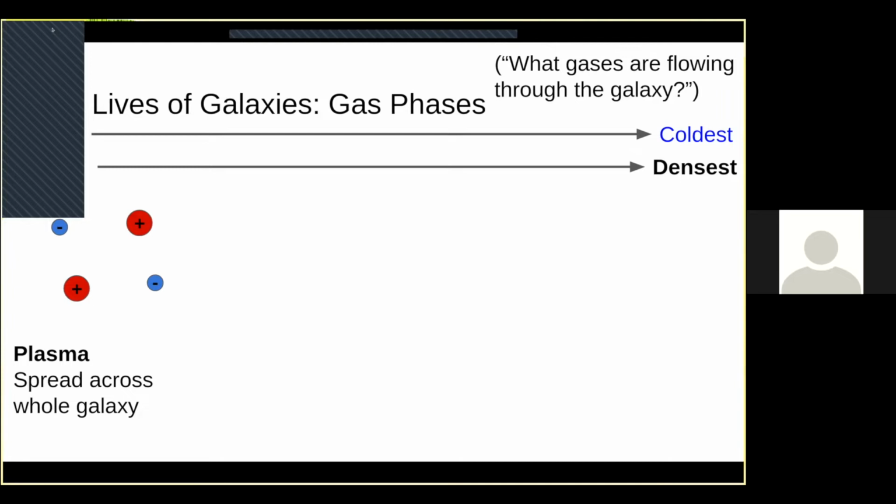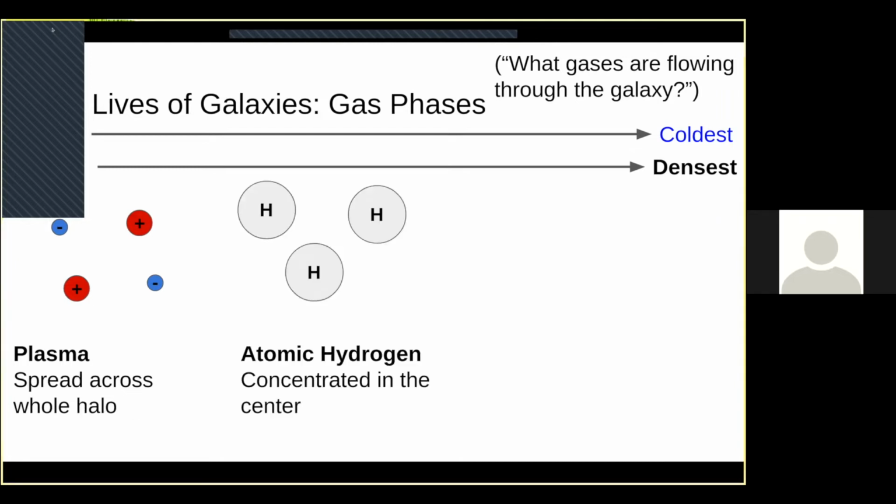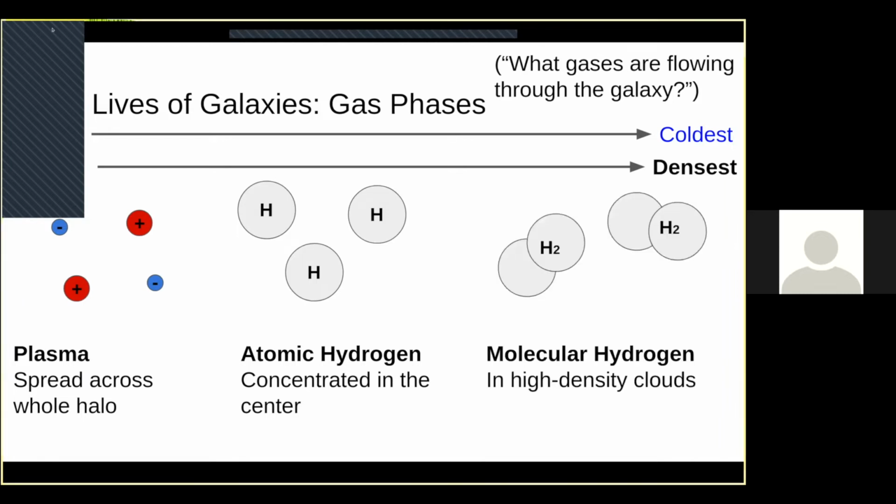If these can cool down a bit, they might become atomic hydrogen. So those electrons and protons snap back together once it gets cold enough. And these are concentrated in the center, mostly around where the disk is, the stuff that you would see. And if you get even colder, those atoms can fuse together into molecular hydrogen. And you find these mainly in high density clouds.